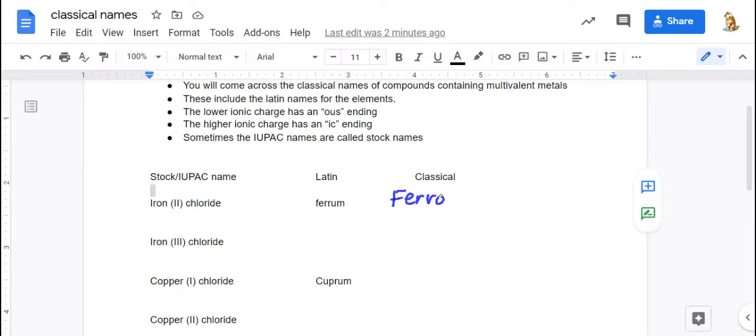ferrous chloride. There's no need for Roman numerals because the name tells us the charge. Iron(III) chloride would be named ferric chloride because it is the 3+, the higher ionic charge.